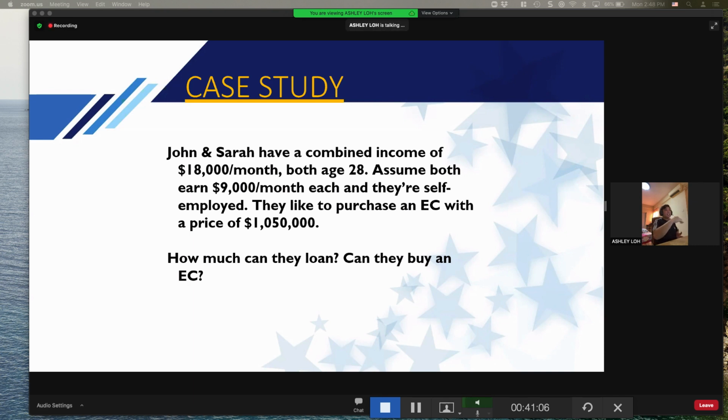Let's assume cash CPF all they have. No down payment. Can they buy?